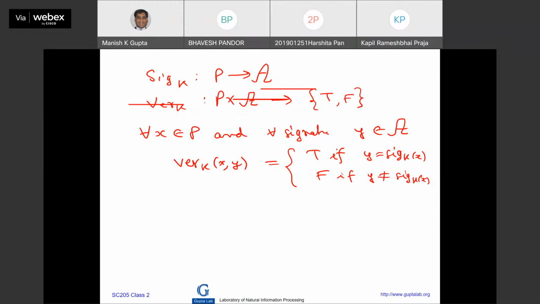Okay. So a pair X comma Y, where X belongs to P and Y belongs to A, is known as a signed message. As I mentioned earlier, mathematically we can define it like this. So now we have the signing algorithm, the verification algorithm, and this pair where X is a message and Y is the signature. The pair X comma Y is known as a signed message.